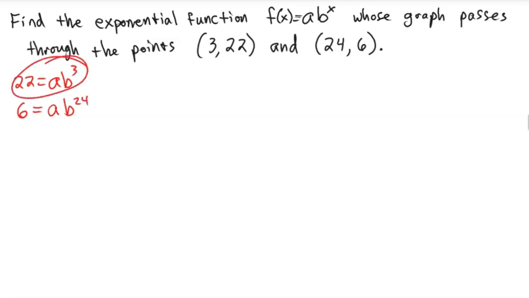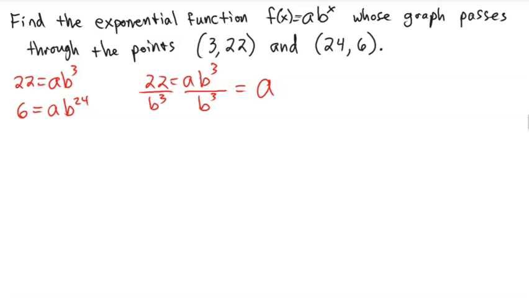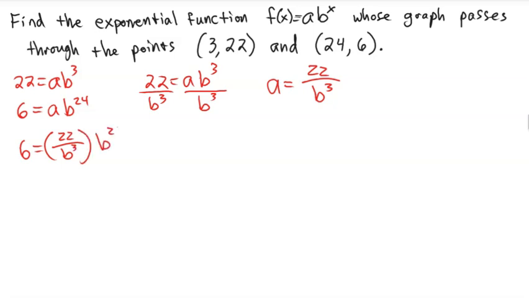Okay? So we'll take this first one here and we're going to solve for a. So we'll have 22 is equal to a times b to the 3rd power. We'll divide by b to the 3rd power on both sides. Okay? And we wind up with a is equal to 22 over b to the 3rd power. Okay? So we're going to take this 22 over b to the 3rd power and put it in for a right here. We'll have 6 is equal to 22 over b to the 3rd power times b to the 24th power.